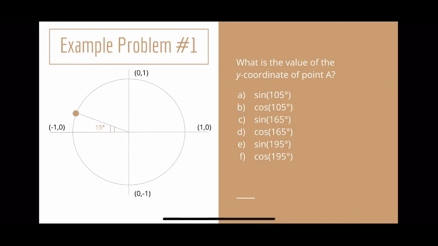Okay, so let's start off with an example problem. It gives us 15 degrees, and it asks us what is the value of the y-coordinate of point A, which means 15 degrees is probably a reference angle. So it asks us about the y-coordinate, and as I said before, cosine is equal to the x-coordinate of where the terminal side intersects the unit circle. This means that we can cross out anything cosine. So this leaves us with A, C, and E.